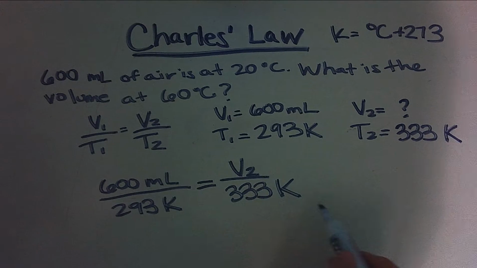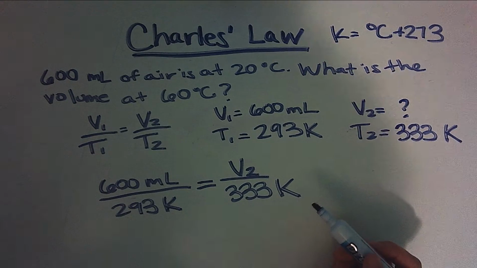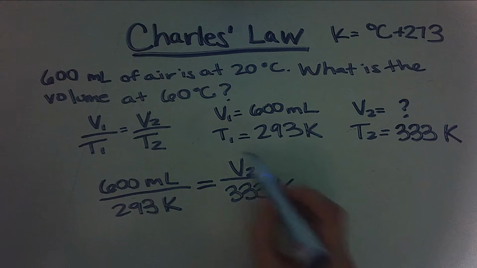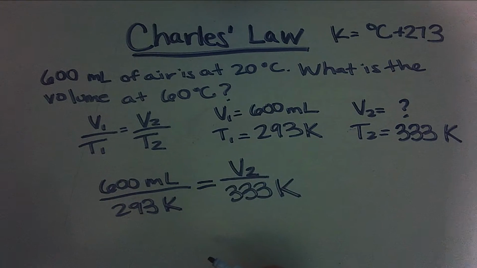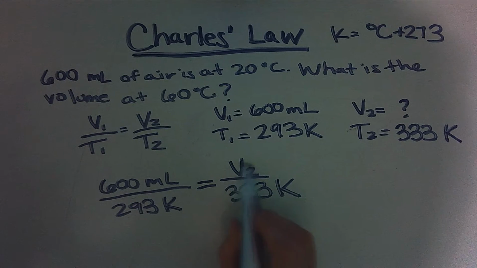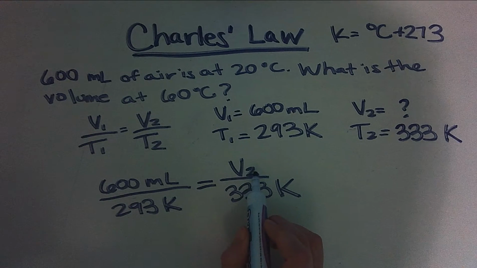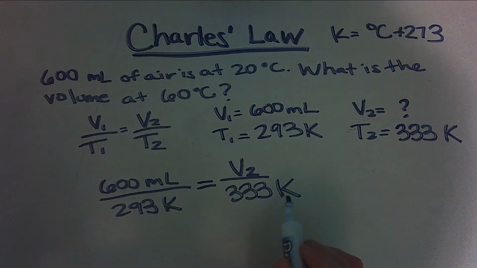So we have a couple options here. We can cross multiply, or the butterfly method. I've also heard it called the Band-Aid method. Or we can just try and focus on how do I get this variable all by itself. Either way, I'm going to opt for the second option. So my variable that I'm trying to solve for is being divided by 333 Kelvin.